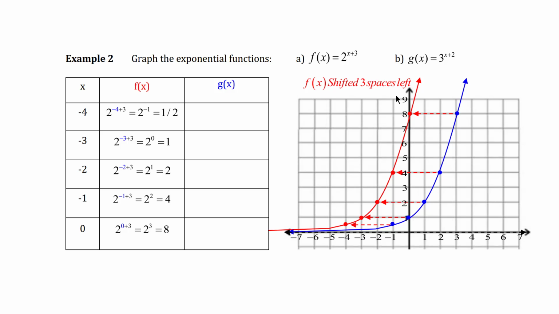So the +3 in the exponent shifts the graph 3 spaces in the left direction. Now if this was a -3, this would shift our graph 3 spaces in the right direction.